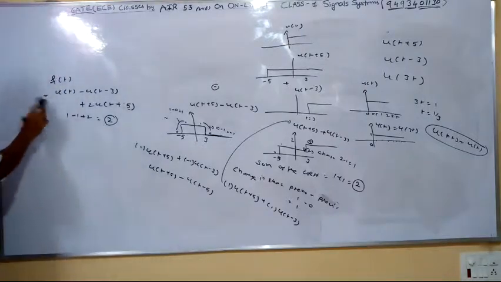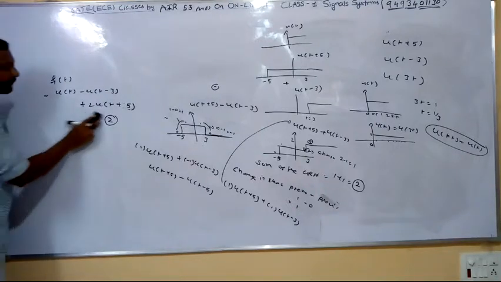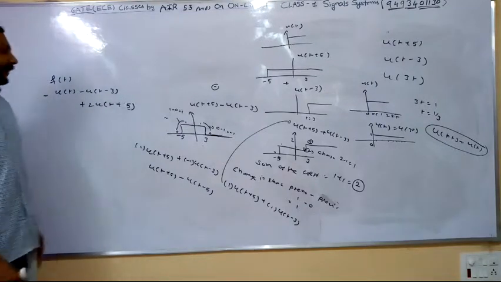Now the expression is given as f of t is equal to u of t minus 3 plus 2 into u of t plus 5. They are asking to represent the signal.